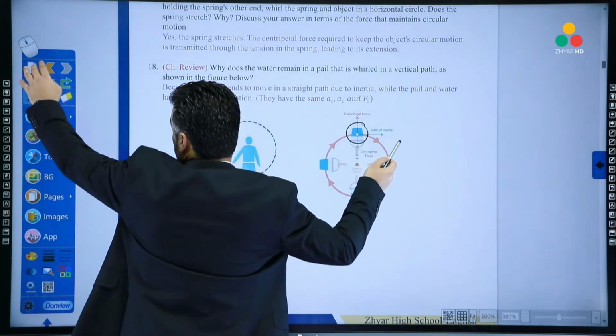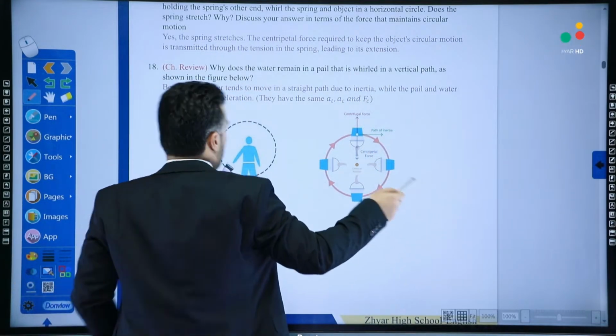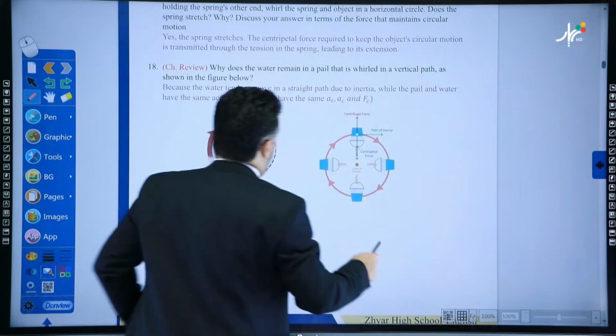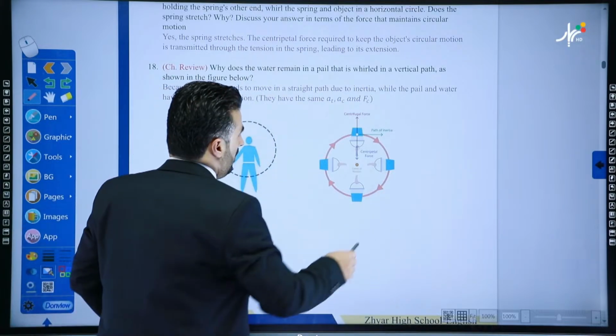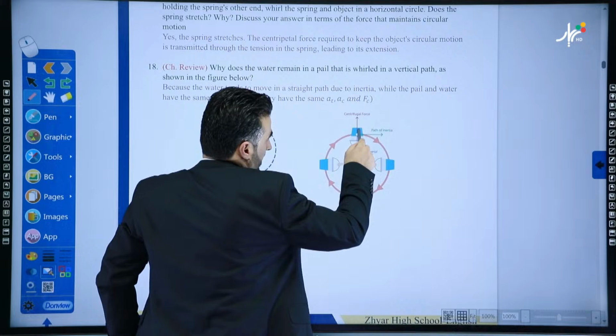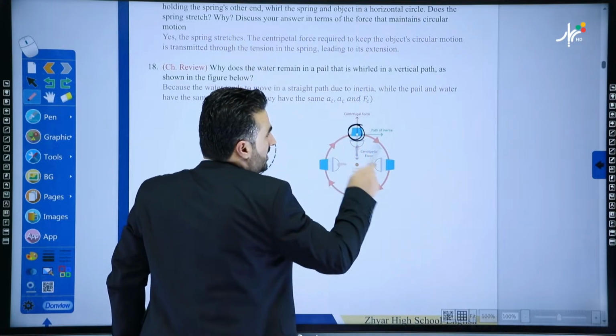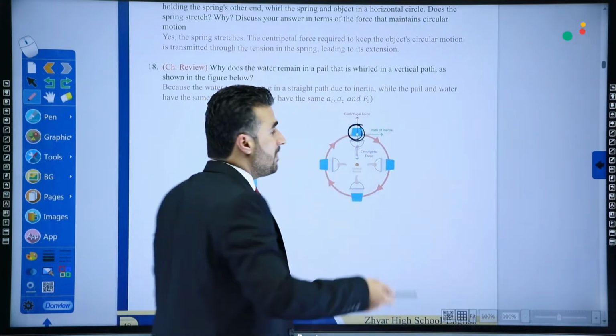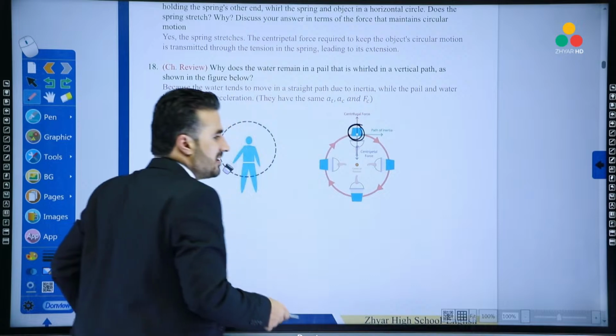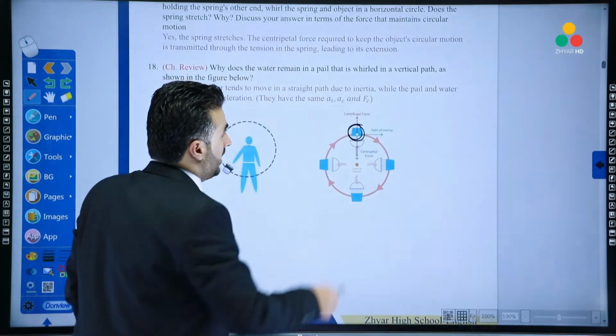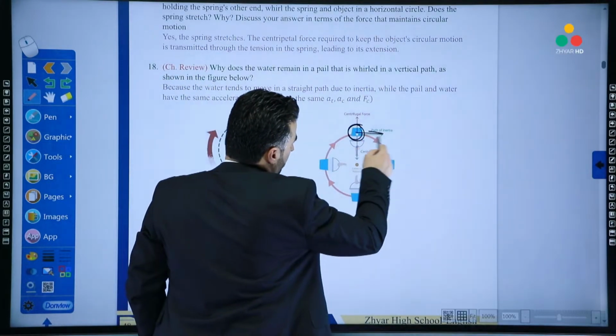And do you know why? Let me tell you why. That is because when these two objects are moving, you can see here, the bucket and the water itself have the same moment of inertia, because these two would be moving together.